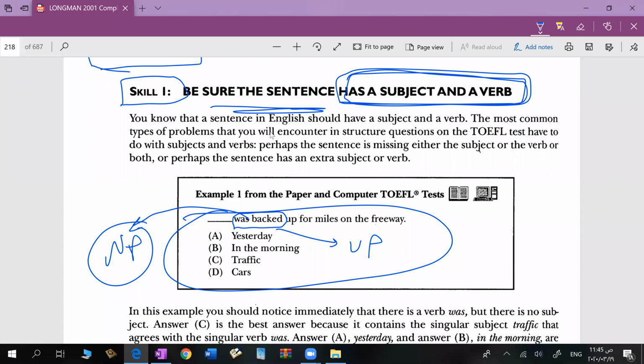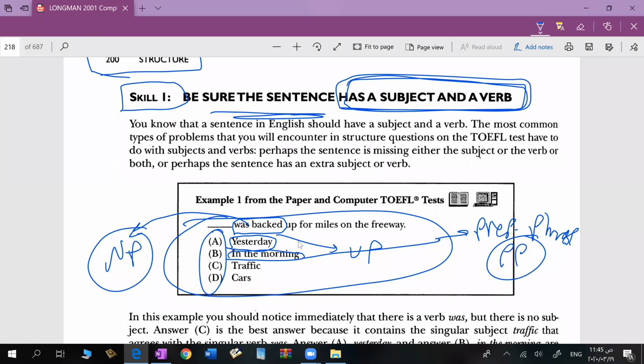So let's look at these options and decide on a noun phrase. Yesterday, is it a noun phrase? No. It's about time. It's temporal. In the morning, is it a noun phrase? No, it's a prepositional phrase because it starts with a preposition. If the phrase starts with a preposition, it's called a prepositional phrase, which is PP. So traffic is a noun phrase and cars is another noun phrase.